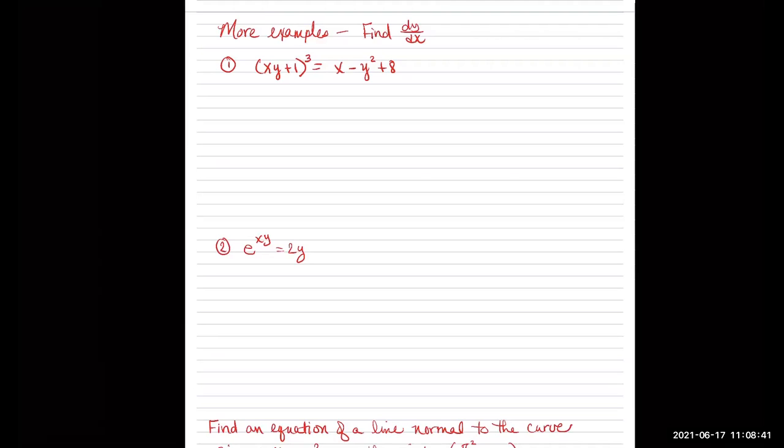Okay, so number 1, we are going to find dy dx. Notice the x's and y's are all mixed together. So I know I'm going to use implicit differentiation. So I'm going to take the derivative of each term. When I take the derivative of the left-hand side, I can see I need to drop down the 3, decrease the exponent by 1, evaluate that at the inside, times the derivative of the inside function.